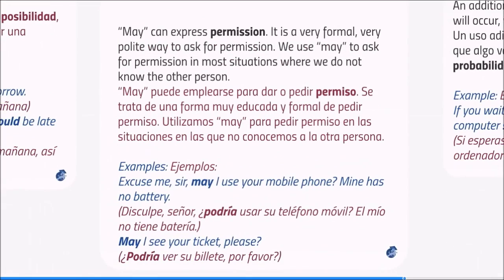May can express permission. It is a very formal, very polite way to ask for permission. We use may to ask for permission in most situations where we do not know the person. Examples: excuse me, sir. May I use your mobile phone? Mine has no battery. May I see your ticket, please?